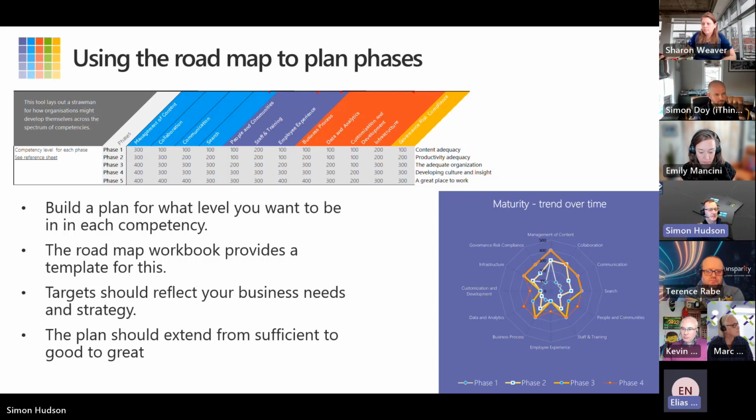And again, this last bullet point, the trick here is to go from sufficient, then up to good, then to great. You don't have to be great at everything straight away. In fact, you can't be great at everything. You can't even be good at everything straight away. So getting to sufficient and covering your arse is probably enough for the first few steps.